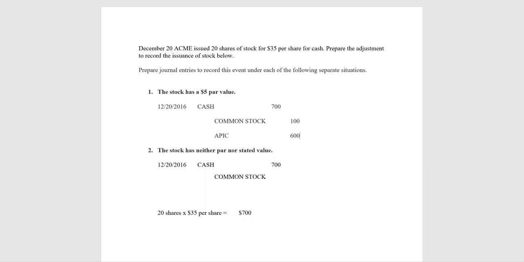Now, if the stock doesn't have a par or stated value, you're looking at a little bit simpler transaction. We're just going to record a credit in the second one to common stock of 700. Okay, so common stock here, and you don't have to type this into the case, this is a $5 par value. Okay, and our additional paid in capital is the remaining. Now, the other way you can do this is the additional paid in capital is the other $30 per share times 20 shares gives us $600.